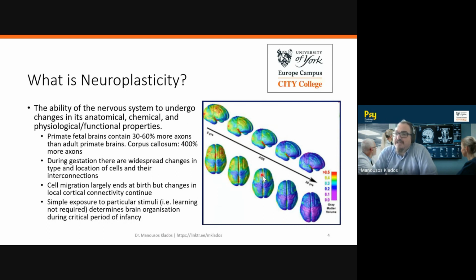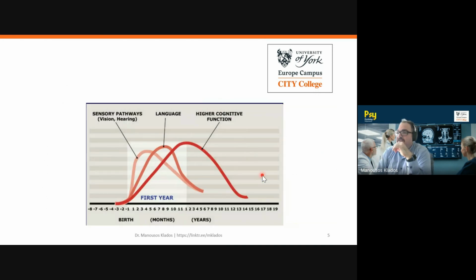During gestation, there are widespread changes in cell types, as well as in the location of the cells and their interconnections. Also, we have cell migration at birth, which produces changes in local cortical connectivity, and we have, let's say, some simple exposure to particular stimuli like images and so on, where learning is not required, that determines the brain organization during this critical age of infancy.